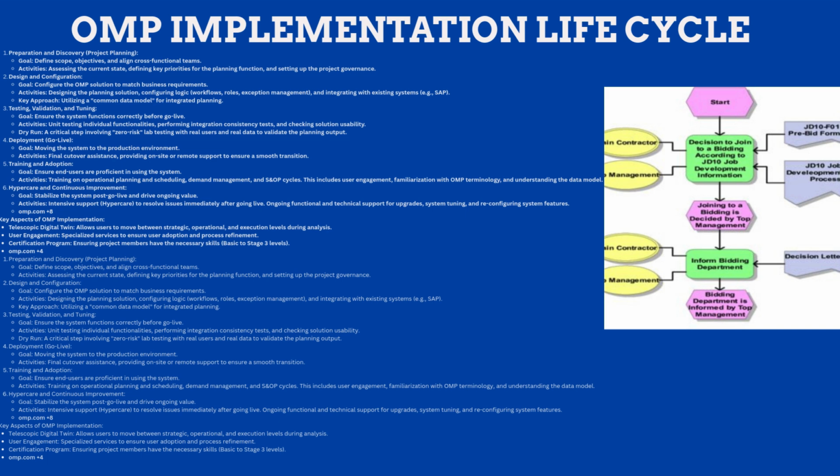Training and adoption. Goal: ensure end users are proficient in using the system. Activities: training on operational planning and scheduling, demand management, and S&OP cycles. This includes user engagement, familiarization with OMP terminology, and understanding the data model.